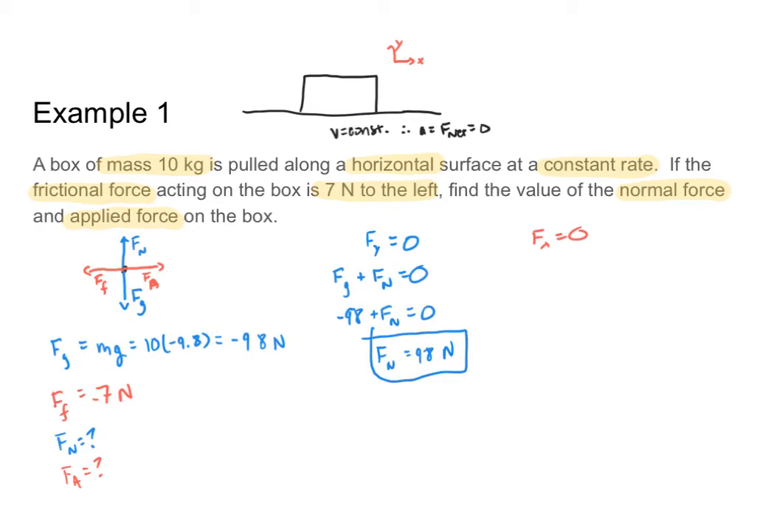Now I can do the same in the x direction to solve for my applied force. So in the x direction, I have a frictional force and I have an applied force. And I know that when added together, they'll be equal to 0 since we are moving at a constant rate and are therefore in equilibrium. So my frictional force is negative 7, and my applied force is my unknown. When added together, they equal 0. And that gives me that my applied force is equal to 7 newtons. And there you go, guys. That is one nice, simple problem that we can solve.